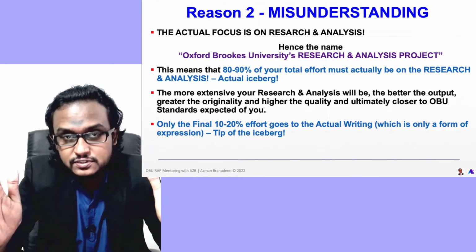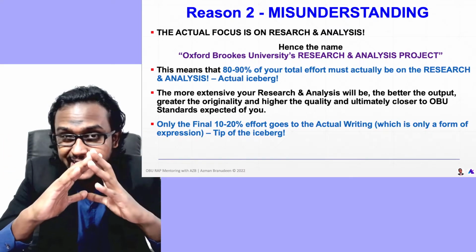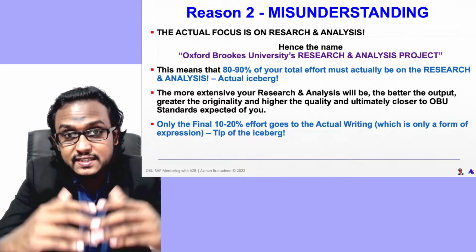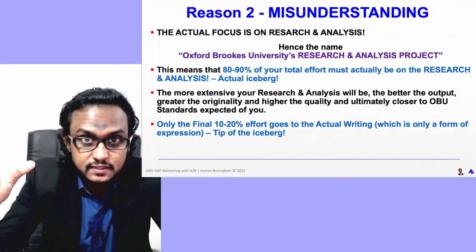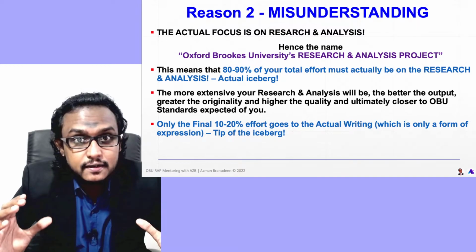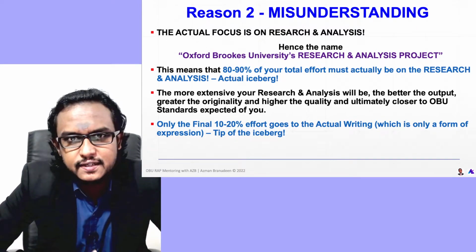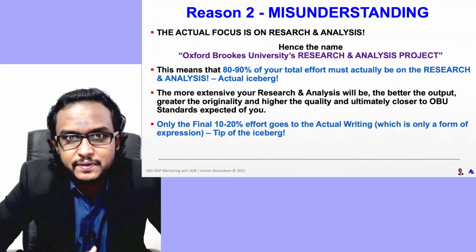The portion that you see of the ocean, on top of the ocean, is very little. There's a huge mass chunk under the sea that you don't see. That's what the research and analysis project is about. When you send in your project, the OBU reviewer gets a 7,500 word document. That's what they get. No questions asked, right? It's a 20 page, 25 page document.